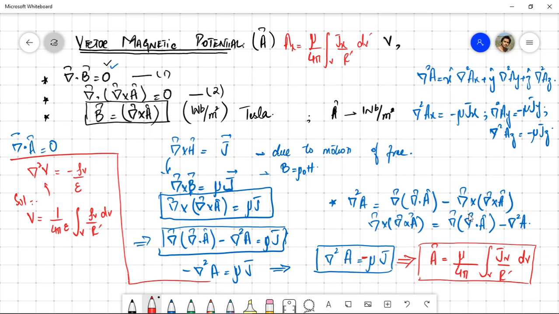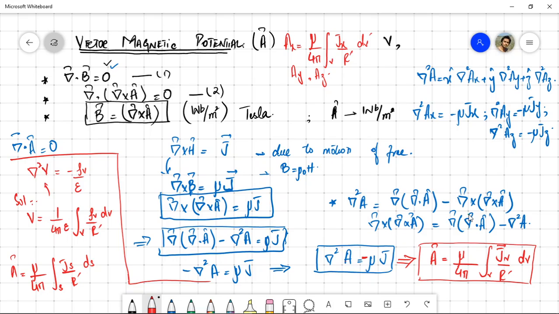divided by R. Similarly for Ay, similarly for Az, and for a generic vector A we can write this as mentioned here. Or if we have surface current density instead of volumetric current density, then we can replace this equation by this. A is going to be μ over 4π, now we have a surface integral, and we have Js, we have dS divided by R.